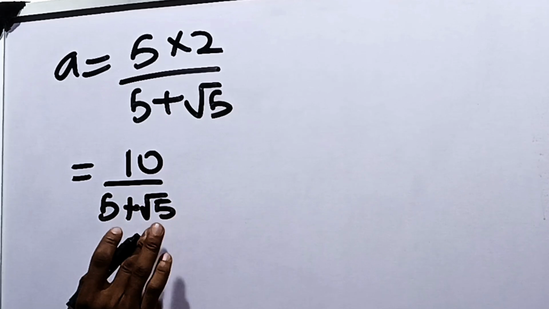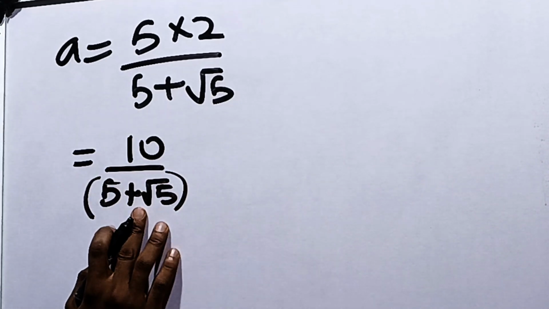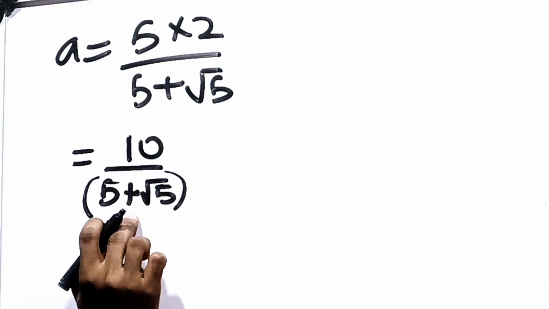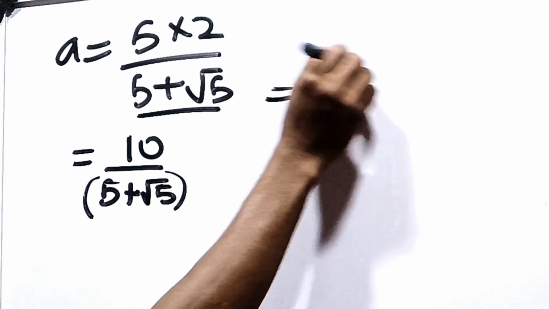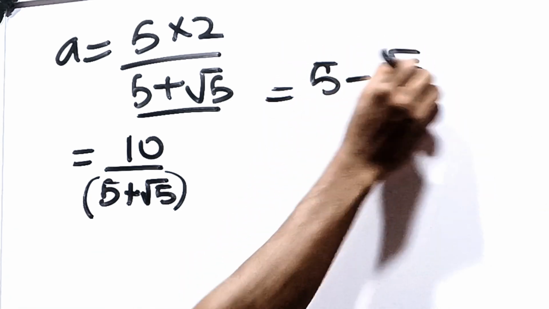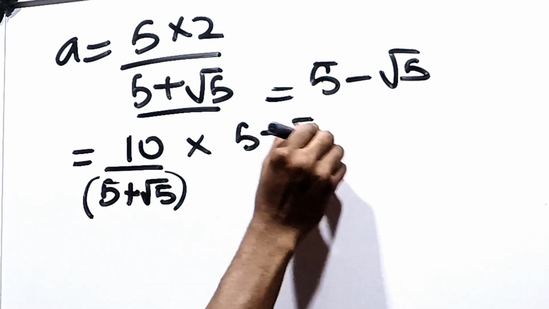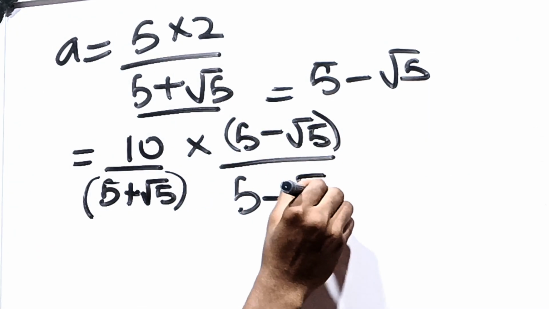Now let's rationalize this denominator. Let's make this denominator rational, that's removing the square root sign from the denominator. And how do we do this? We multiply both the numerator and the denominator by the conjugate of the denominator. The conjugate of this will be equal to 5 minus root of 5. So we'll multiply here by 5 minus root of 5, and multiply here by 5 minus root of 5.